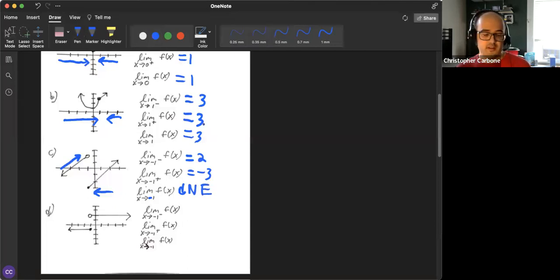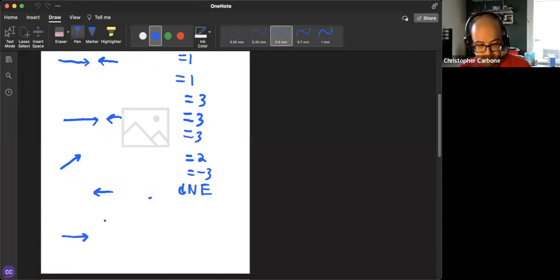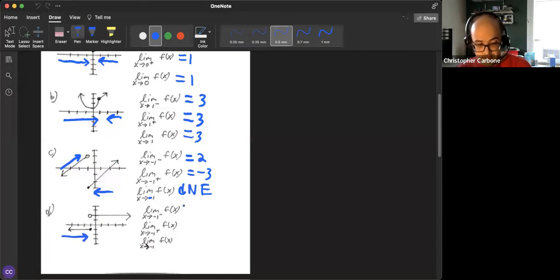For my fourth one there on the bottom, the limit as x approaches -1 from the left, as we're approaching from the left, goes to this closed circle this time, which is at a value of -1. The limit as x approaches -1 now from the right, this one's approaching this open circle, which is at a value of 2. So the limit as x approaches -1, left-hand limit is -1, right-hand limit is +2. This one also does not exist.